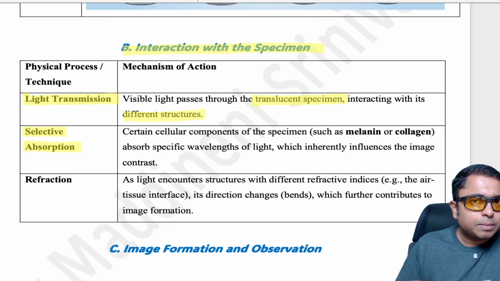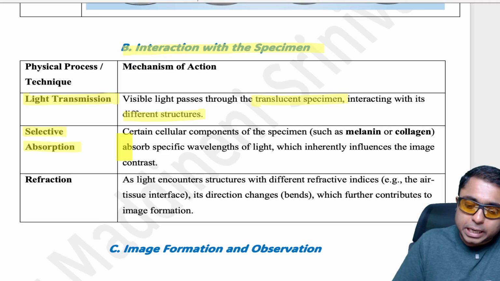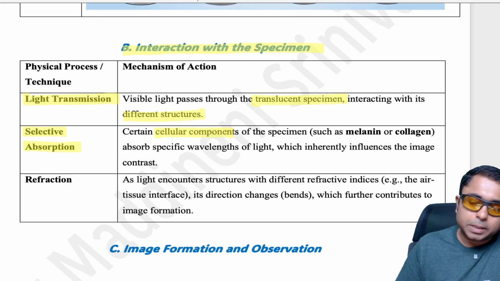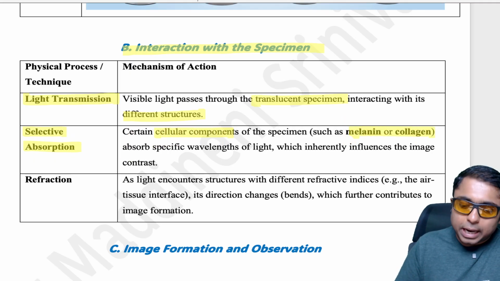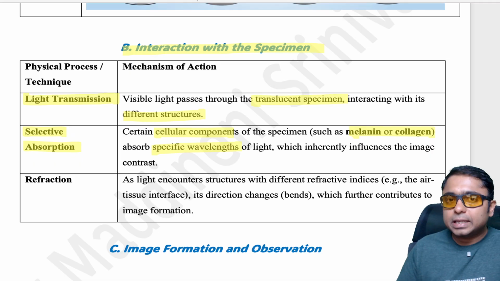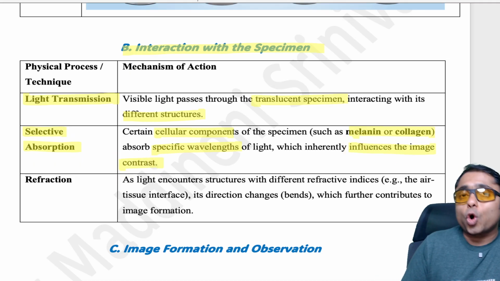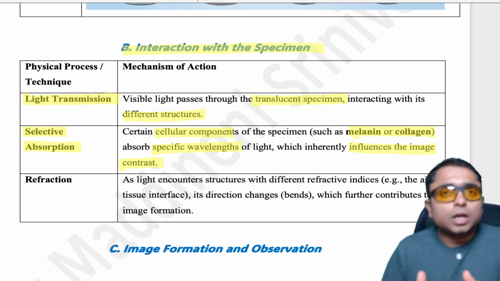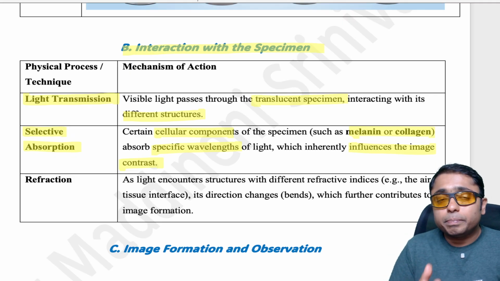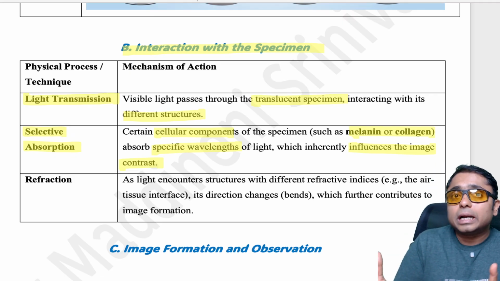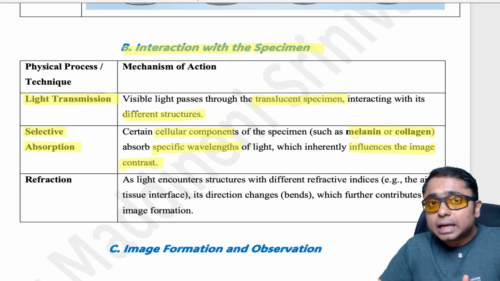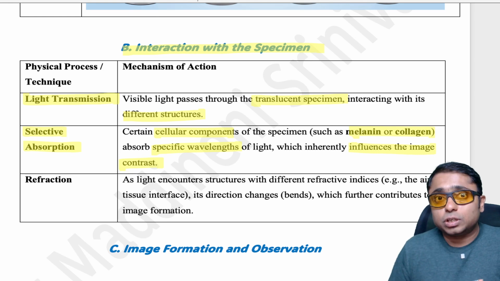There is a concept like selective absorption. For example, certain cellular components of the specimen such as melanin and collagen absorb specific wavelengths of light, which inherently influences the image contrast. So basically we see the structures because of the difference in contrast from the other areas of the glass slide where the structures are absent, right?